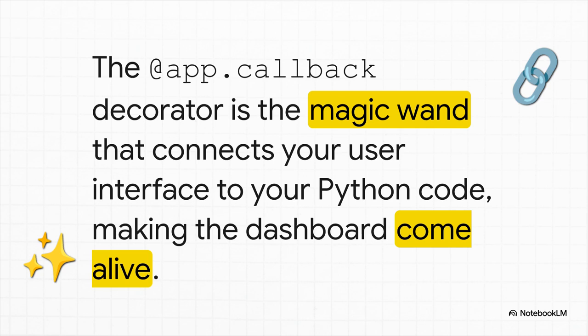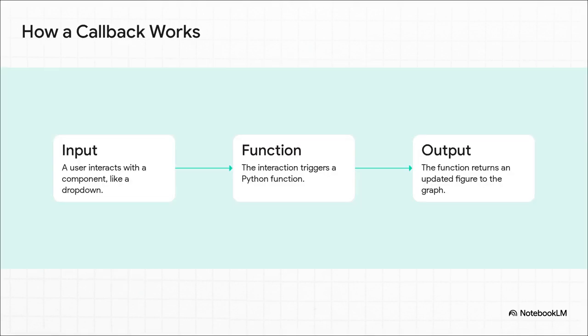@app.callback decorator. This little piece of code is basically the magic bridge that connects what the user does on the screen, clicking a dropdown or moving a slider, to your Python code running in the background. This is the thing that makes it all come to life. And the way it works is just beautiful and simple.